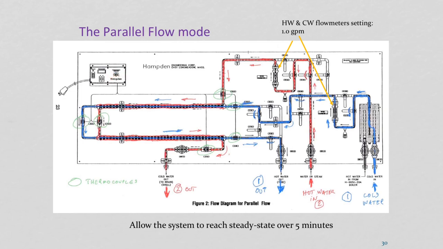So the thermocouples are shown in green. So you've got T1, T2, I'm not sure if this is T3 or T4, T5, T6. So they are located at those points. And again, you can read the temperatures here.